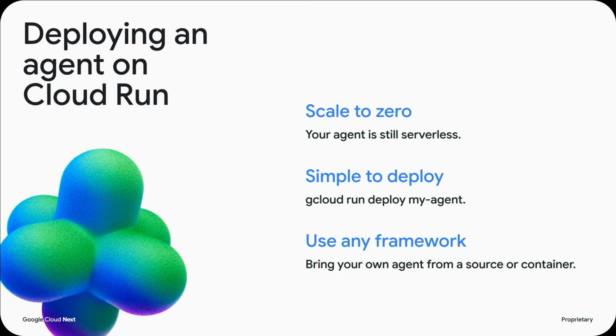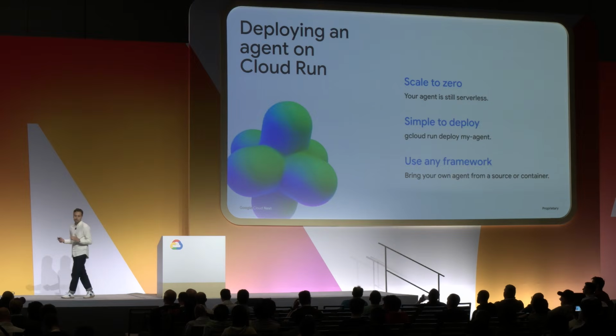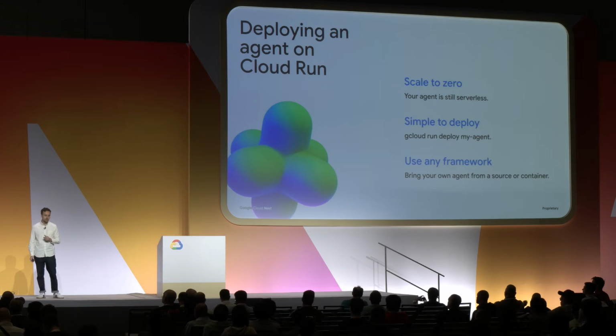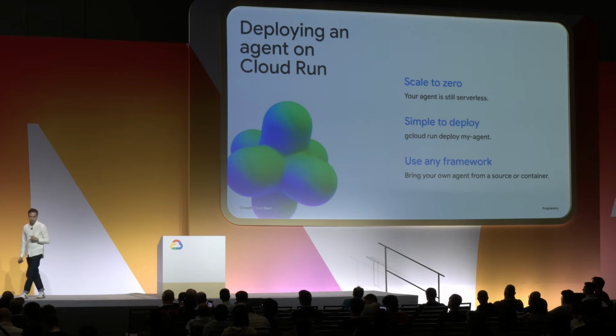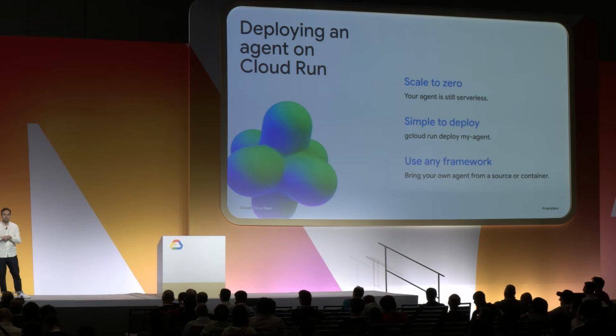And the best part is, Cloud Run today has a bunch of great features for web services, and they are also great features for agentic applications. So scale to 0. When your agent's not in use, don't run your agent. Right? Very simple deployment. One command, bring your agent to Cloud Run. And any framework or container is supported. Source, Docker-compatible containers, everything works on Cloud Run.